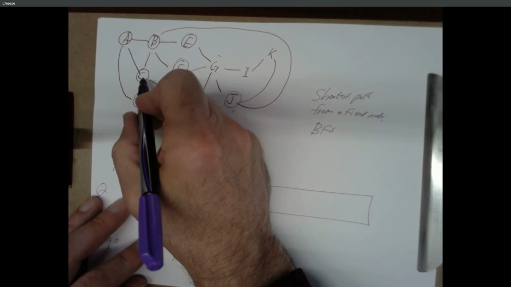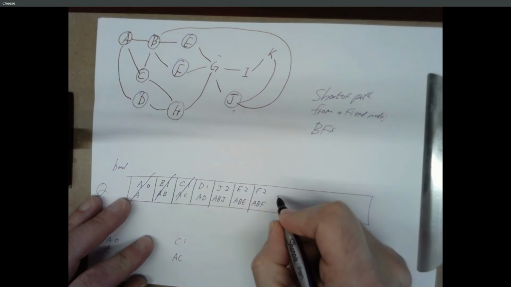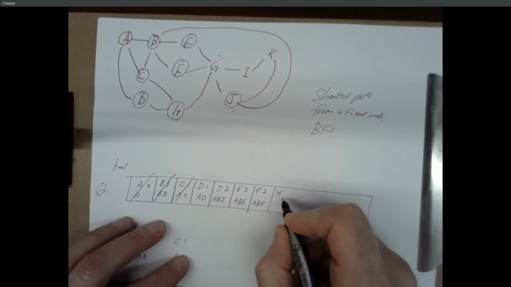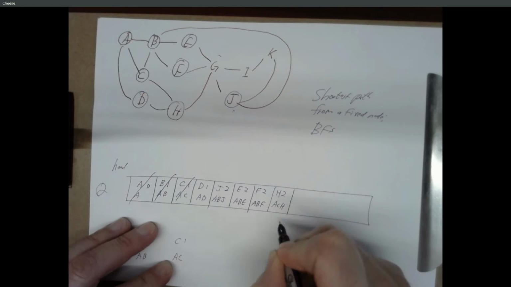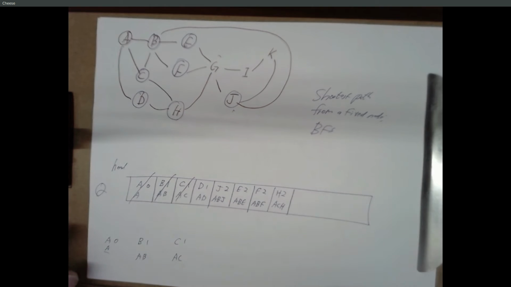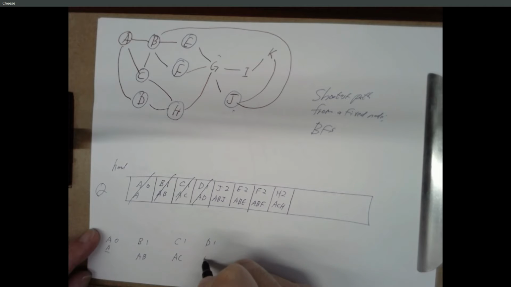And then add the children of C. Well, visited, visited, visited. Here's the only new one. So there's an H, distance of 2, path of ACH. Got the idea? So it's the same algorithm that we did for trees. Remove D. And there's no children that we haven't visited that are adjacent to D, so we don't insert anything.